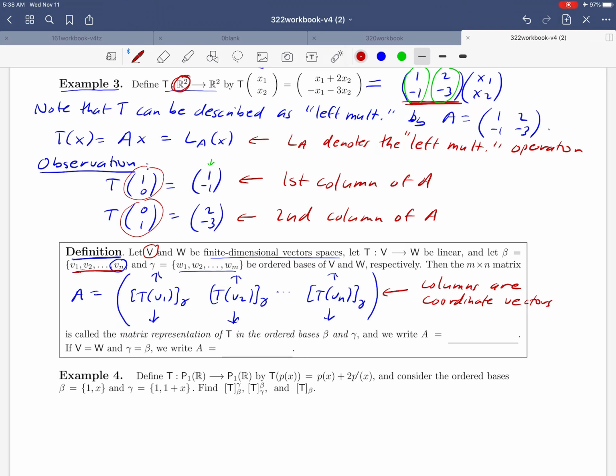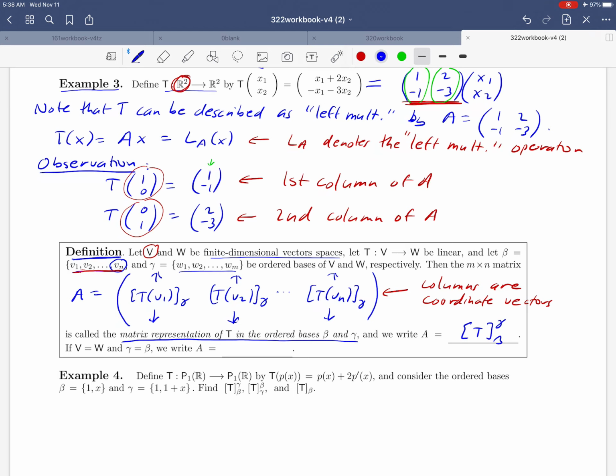This matrix that we just wrote down has a name. It's called the matrix representation of T in the ordered bases beta and gamma. That's kind of a mouthful, so we'll abbreviate that by just saying the matrix of T. This is a matrix we're going to be doing a lot of calculations with, so we'll introduce some notation. We're going to write A like this, bracket T beta gamma. The way that you would read that is the matrix of T taking beta coordinates to gamma coordinates.